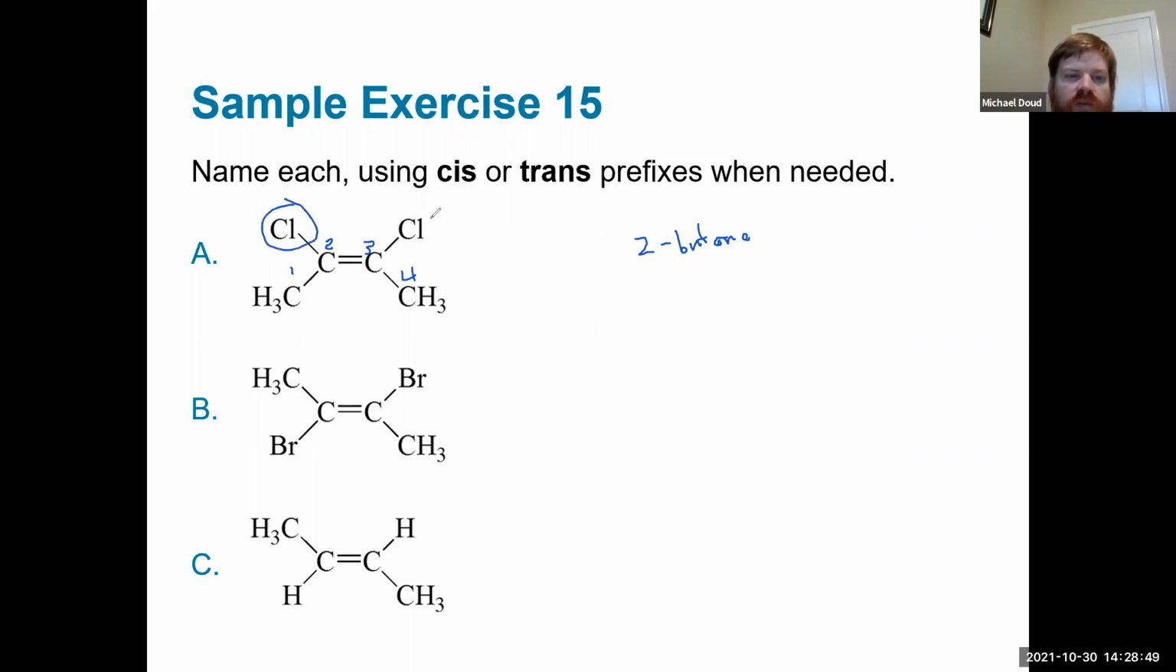Now our substituents here, we've got a chloro and a chloro on carbons 2 and 3. So 2,3-dichlorobutene. All right, and then are those cis or trans isomers? Well, it seems like they're on the same side of the double bond to me, right? You draw a line between them and it doesn't cross the double bond. So that seems like it's a cis isomer to me. So I'd call that cis-2,3-dichloro-2-butene.